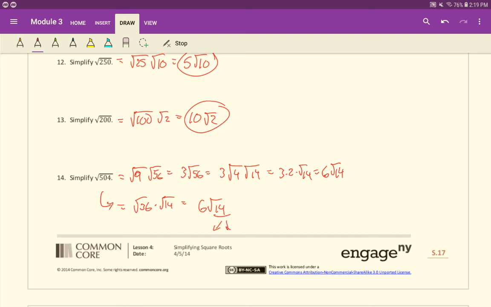14 can break down into 2 and 7, but again, not helpful because you can't take the square root of 2 and you can't take the square root of 7.